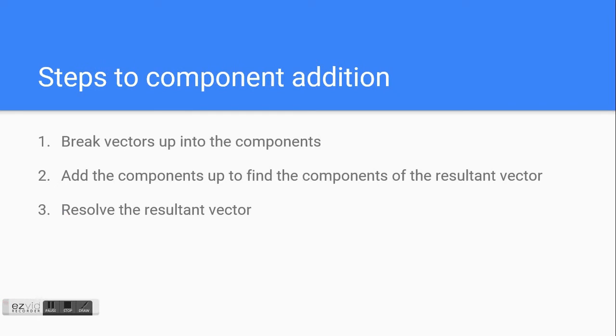Now there's three steps to this process. The first step is to break up the vectors you wish to add into their individual components. The second step is to add the components to find the components of the resultant vector, and the third step is to resolve the resultant vector. Let's look at how this works.